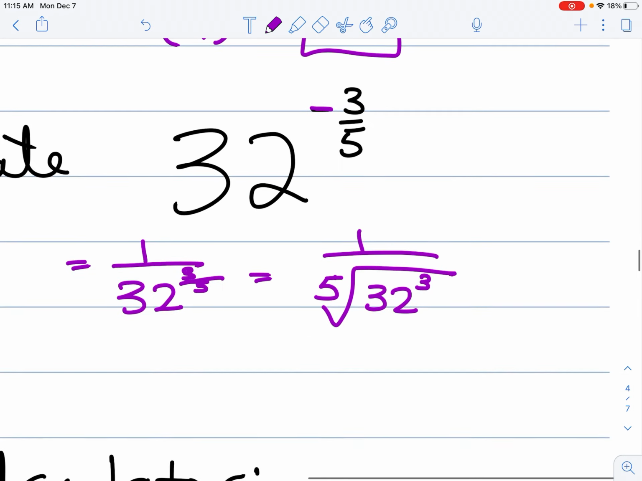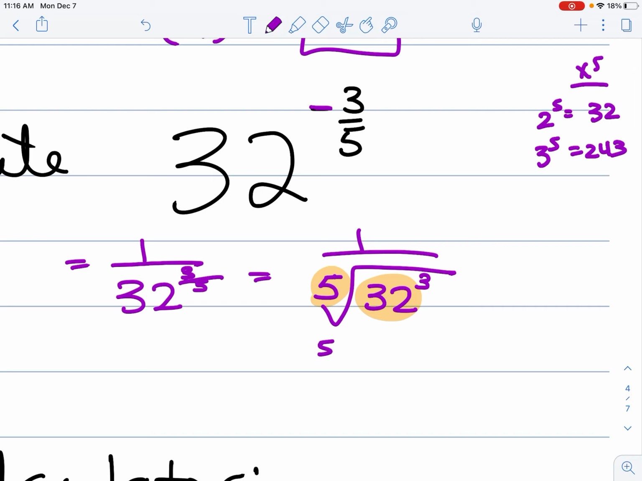Okay, well, here's the thing. I know that the 5th root of 32 is really 2. So I can rewrite this as the 5th root of 32 and everything to the third power. That's okay. So this right here can become a 2. And then this third power stays out front. I know 2 to the third is really 2 times 2 times 2, which is just 8.